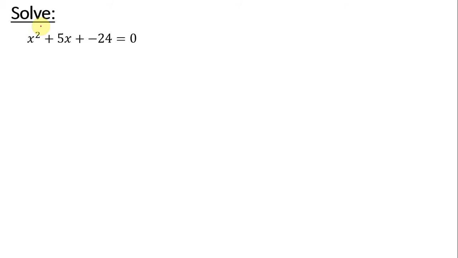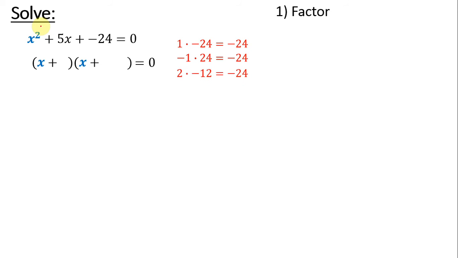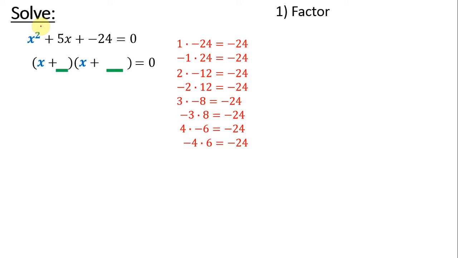Now I am going to factor this. I'll write my parentheses. I'll fill in my x's because they multiply to x squared. And then I'll think of all the numbers that multiply to negative 24. I'm going to choose one of those pairs to fill in these blanks. Which pair will I choose? I'm going to choose this pair.